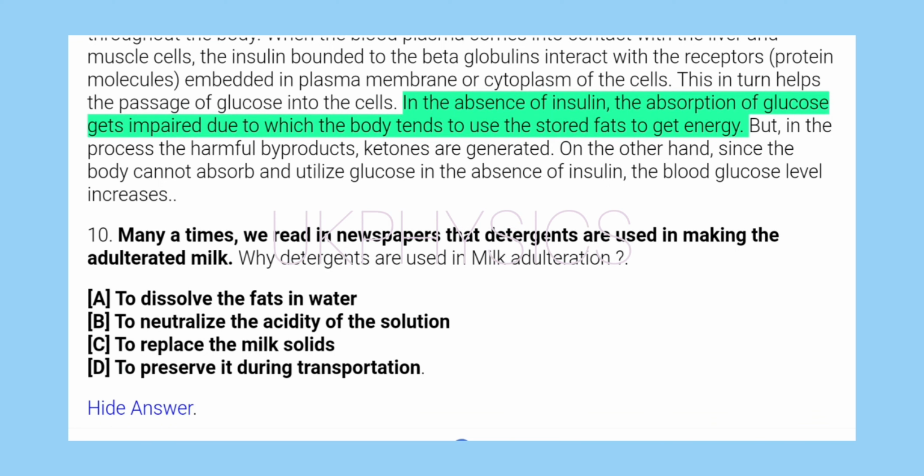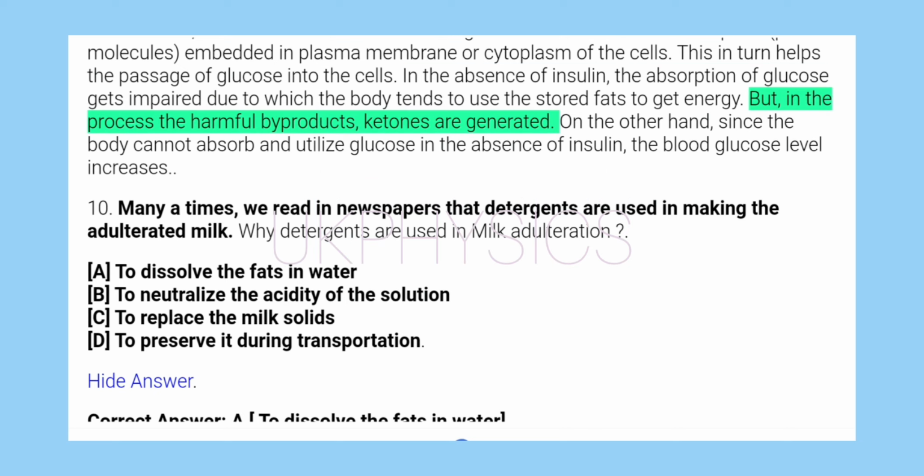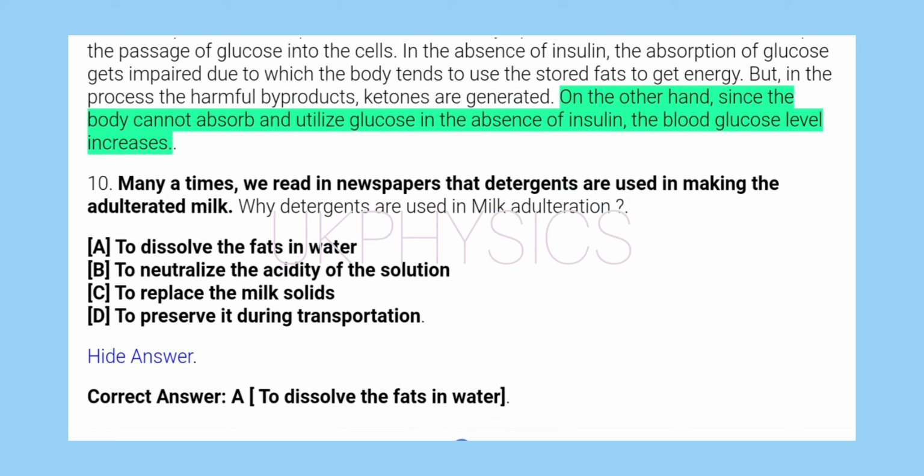In the absence of insulin, the absorption of glucose gets impaired, due to which the body tends to use the stored fats to get energy. But, in the process, the harmful byproducts, ketones, are generated. On the other hand, since the body cannot absorb and utilize glucose in the absence of insulin, the blood glucose level increases.